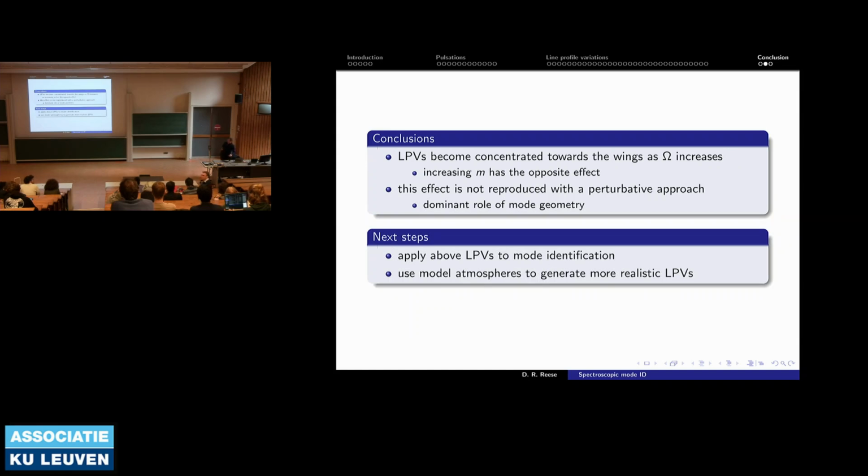I think another source of inhomogeneity at the surface could be magnetic fields. Yeah. Nice.